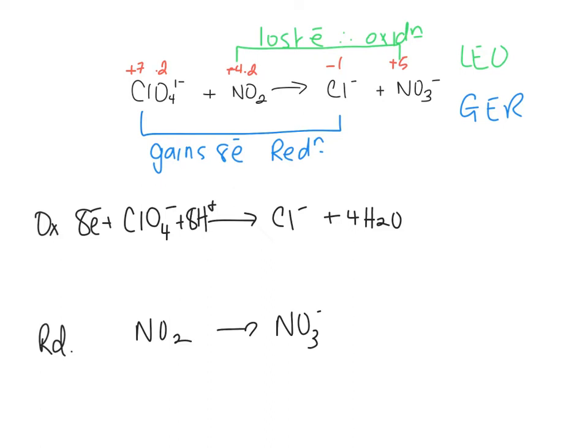Now we're going to do the exact same thing with the reduction half cell reaction. So nitrogen, there's 1 on the left, 1 on the right, so that's balanced. So now we're balancing for oxygen. 2 on the left, 3 on the right, so we need an extra 1 on the left. So we're going to add a water. That's an H, not an A.